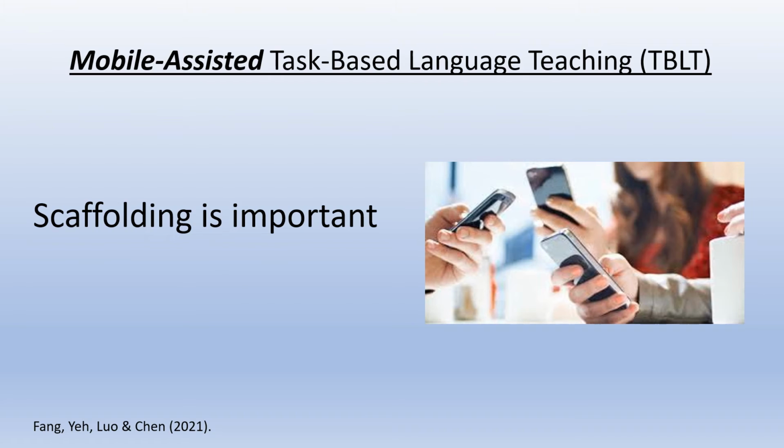Fang et al., in an article published in the journal Recall in 2021 on the effects of mobile-assisted TBLT on language performance, found that a group of students taught through mobile-assisted TBLT outperformed a non-mobile-assisted TBLT group on vocabulary and conversation comprehension. They concluded that the scaffolding available to the mobile-assisted group during the tasks was a key to the students' increased language performance.